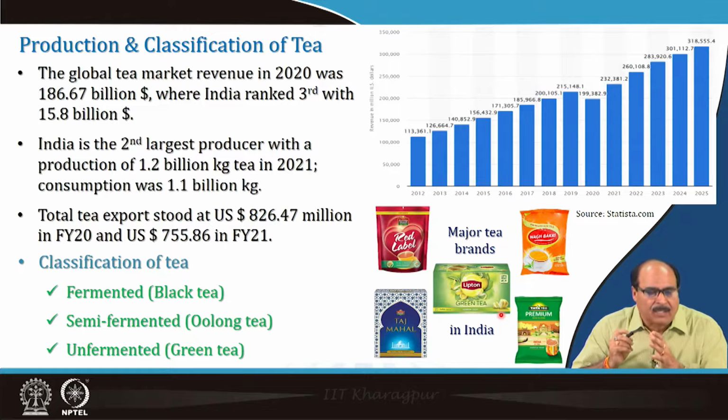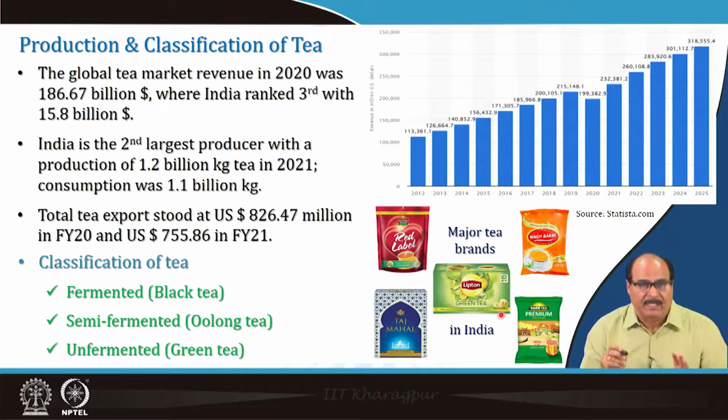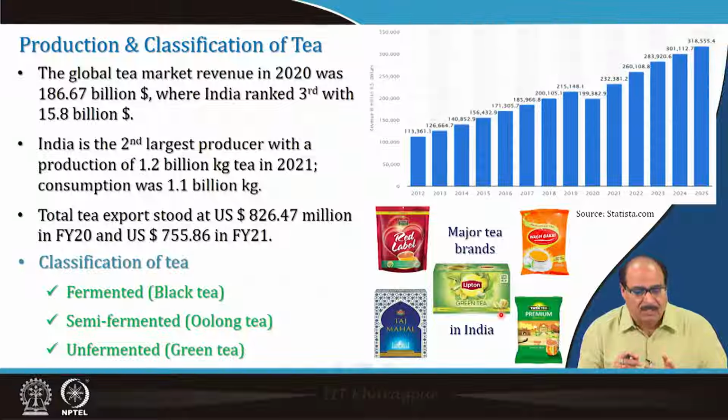Here now let us see production and classification of tea. The global tea market revenue in 2020 was $186.6 billion, where India ranked third with about $15.8 billion. India is the second largest producer of tea with a production of 1.2 billion kg in 2021, and consumption was about 1.1 billion kg. Total export stood at $826.47 billion in financial year 20.